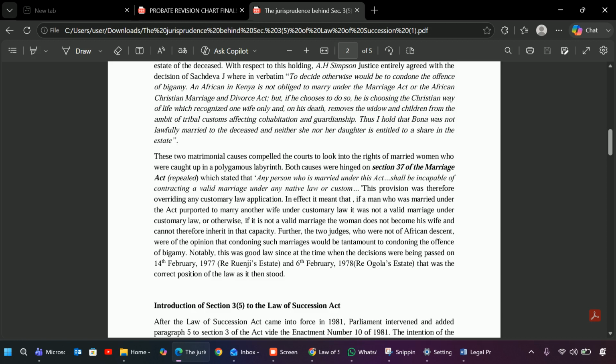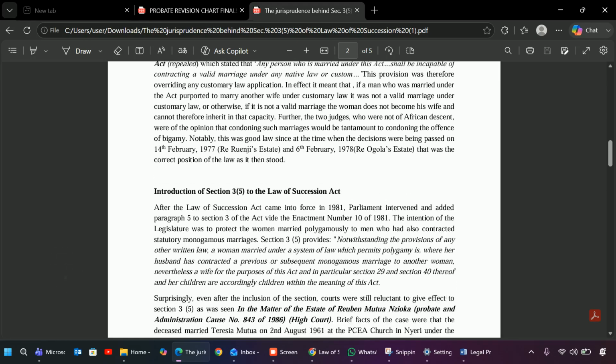Further, the two judges, who are not of African descent, were of the opinion that condoning such marriages would be tantamount to condoning the offense of bigamy. Notably, this was good law since at the time when the decisions were being passed in 1977 and 1978, that was the correct position of the law as it then stood.